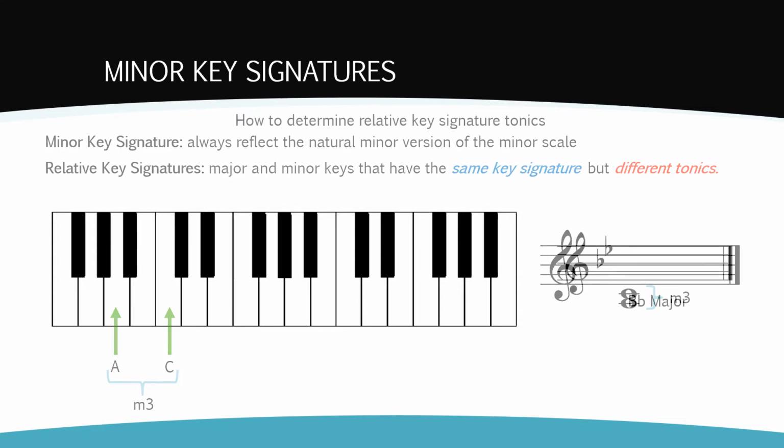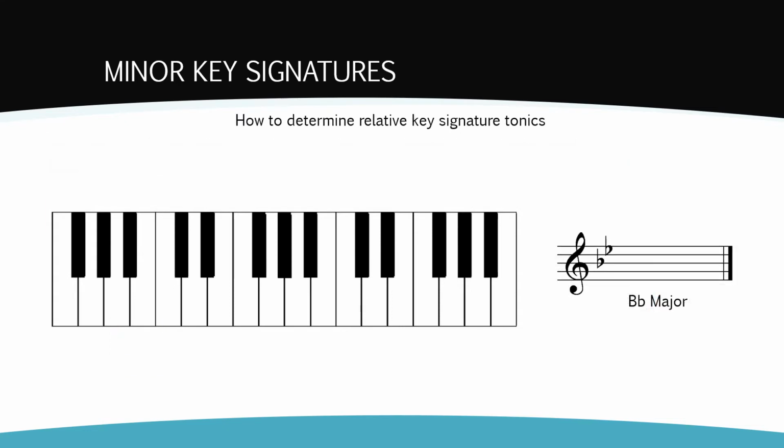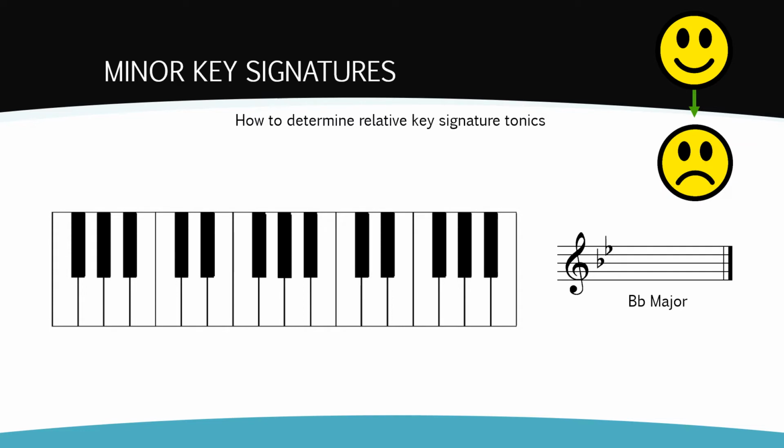If you are given a major key signature, say B flat major, and asked to find the relative minor, think down a minor third to find the tonic of the minor key. I like to remember this step by thinking about how major scales are happy and minor scales are sad. To be sad is often called feeling down. So to move from happy major to sad minor, you have to think down a minor third.